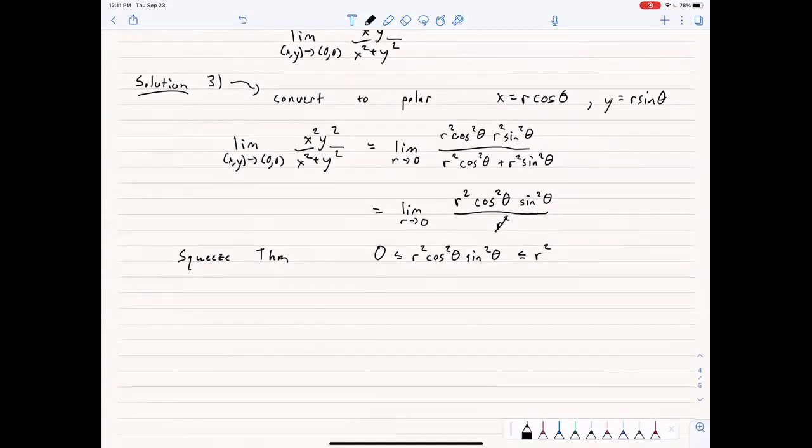And so here you can squeeze, and now you have complete independence of theta of this function. There's no dependence on theta at all. So that means that we can indeed apply the squeeze theorem and say that the limit as r approaches 0 of 0, this is equal to 0. This is less than the limit of what we're after, which is less than also the limit of r squared as r approaches 0. Okay. So this will tell us that whatever this is, it exists and it must be equal to 0.